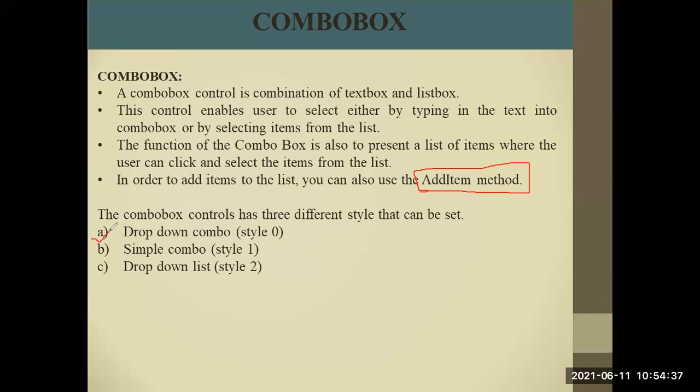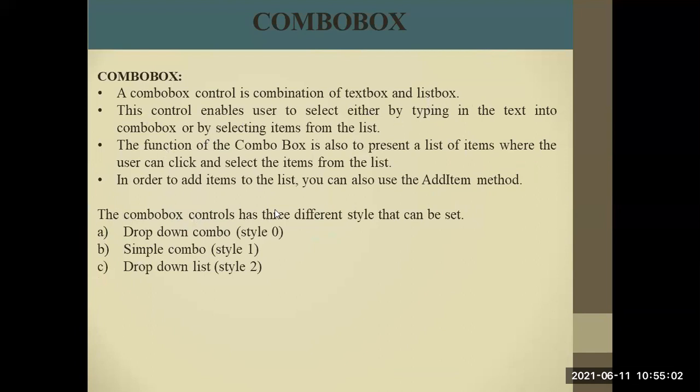First one is your drop down combo, which is also called style 0. Then your simple combo, which is called style 1, and drop down list, that is called your style 2. So these are the different types or different formats of a combo box available with Visual Basic 6. Okay, so these are the different types.